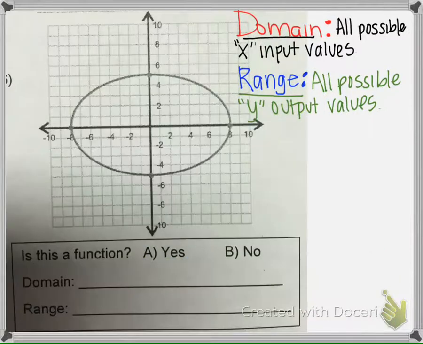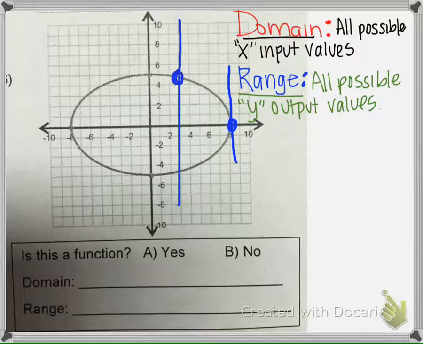Let's go ahead and try another one. First of all, it asks, is this a function? If I draw a vertical line here, it touches the graph once. But since I found a spot right here where it touches the graph more than once, I know that it is not a function. So no.